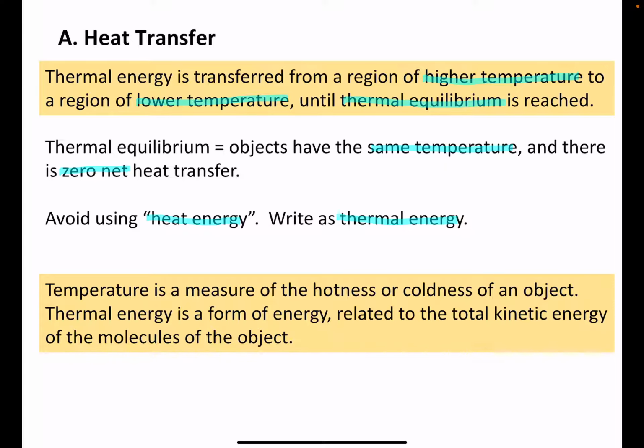Now, there is an important distinction between the term temperature and thermal energy. So temperature is a measure of the hotness or coldness of an object, while thermal energy is a form of energy related to the total KE of the molecules of the object.